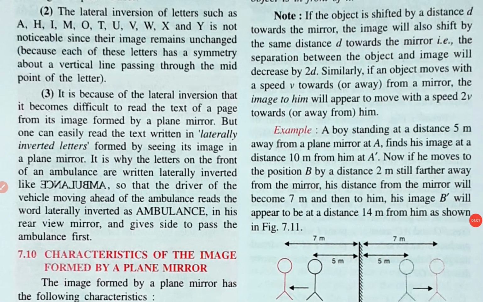So coming back to our book, point number 2: the lateral inversion of letters such as A, which we had just seen, H, I, M, O, T, U, V, W, X and Y is not noticeable because their image remains unchanged. Why? Because each of these letters has a symmetry about a vertical line passing through the midpoint of the letter.